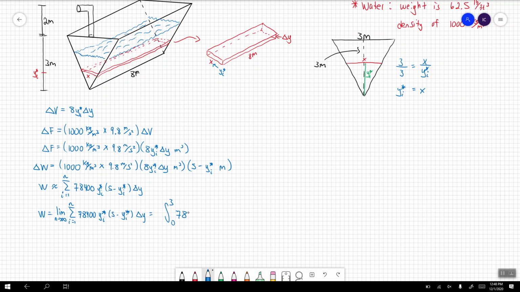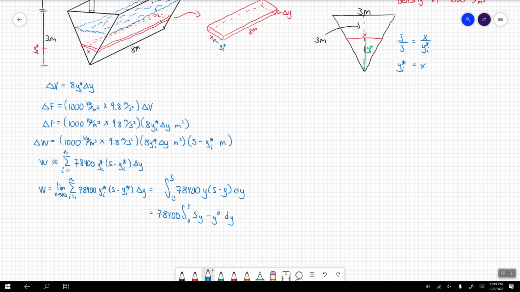and we're integrating 78,400 multiplied by y times 5 minus y dy. This will then calculate the work needed in order to pump the water out of this triangular trough. There we are. We integrate this and we should find our answer. So let's keep going and let's finish this.